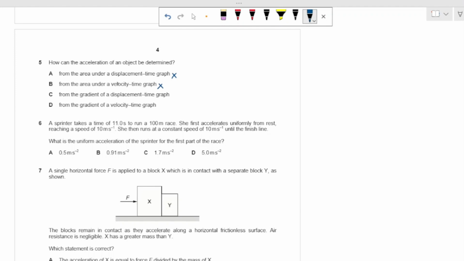That's for finding displacement. From the gradient of a displacement time graph? No, that would give you velocity. Again, this option is wrong. From the gradient of a velocity time graph? That is correct. That gives you acceleration.